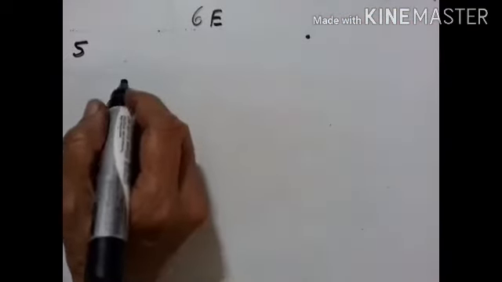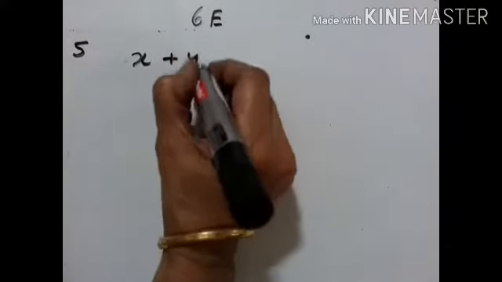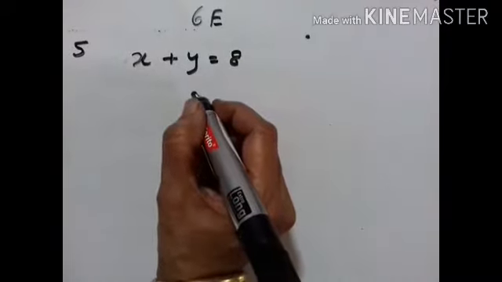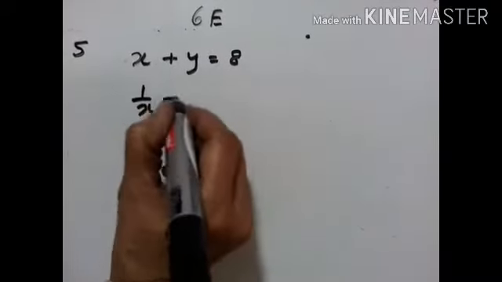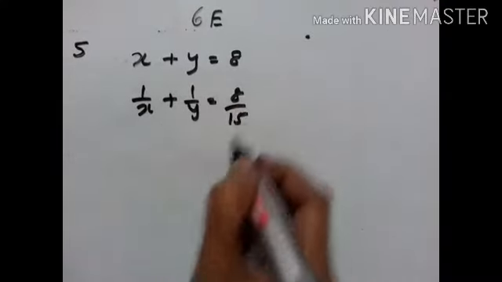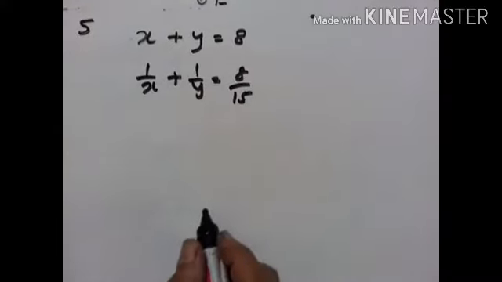Fifth problem. The sum of two numbers is 8. Suppose the numbers are x and y. Their sum is equal to 8 and the sum of their reciprocals is 8 upon 15. We have to find the numbers. What can we do here?